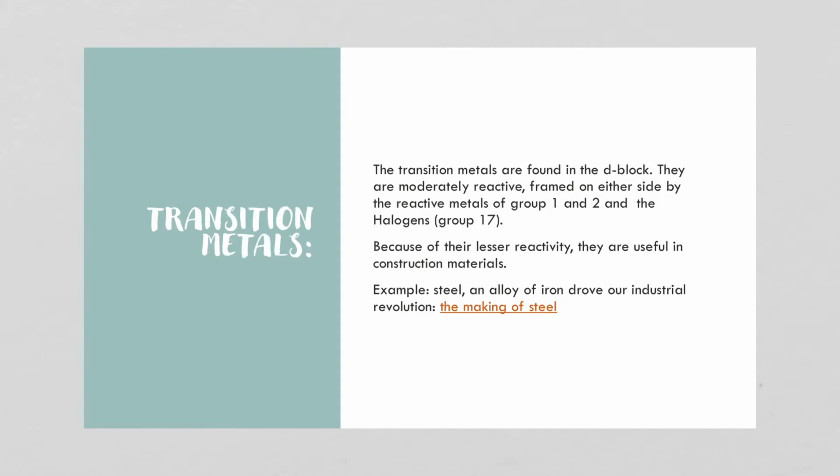They're moderately reactive, so not very reactive. They're framed on either side by the really reactive metals of group 1 and 2, and then the halogens are further down, group 17. Because they're not as reactive, they're very useful in construction materials. So one example of a transition metal is steel, which is actually an alloy of iron. It drove our industrial revolution.